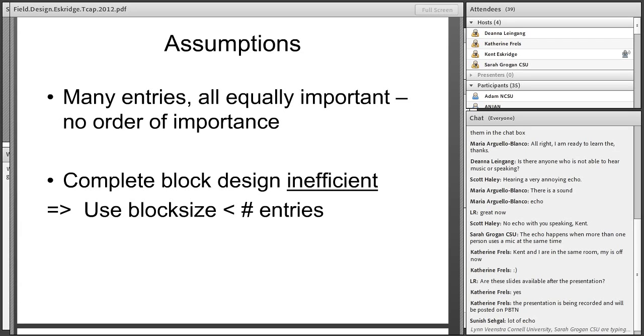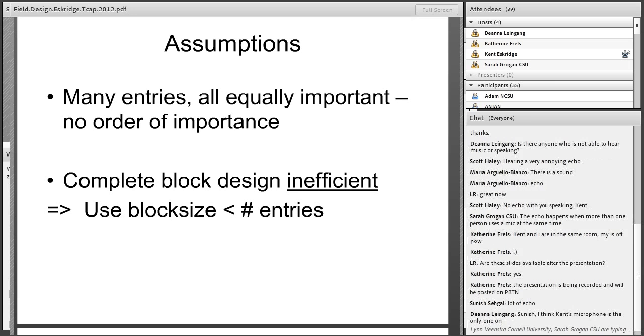And further, I'm going to assume that a complete block design is inefficient. If you have a lot of entries, so for example, if you have 144 entries, a block size of 144 maize plots is just too big. I mean, you know, a maize corn plot is pretty large, and so if you put 144 plots together, that's just too big of a piece of ground to practically be a very uniform block. So complete block designs, or randomized complete block designs, are inefficient.